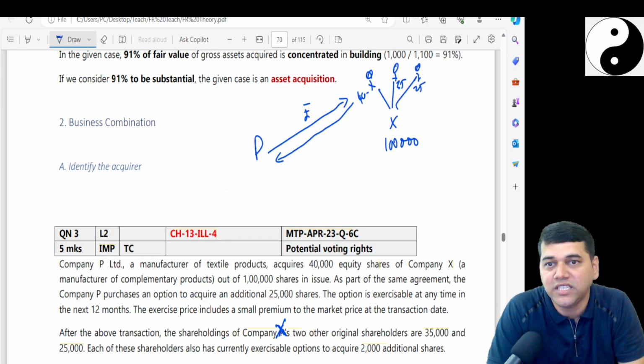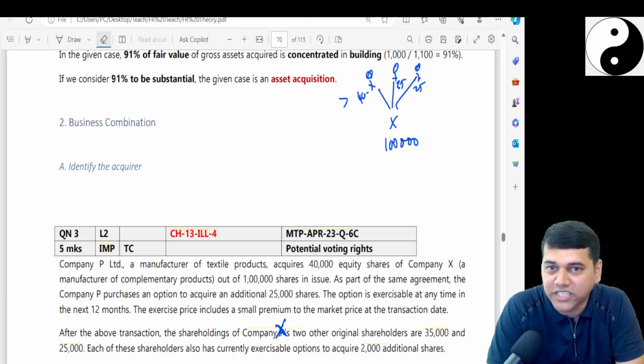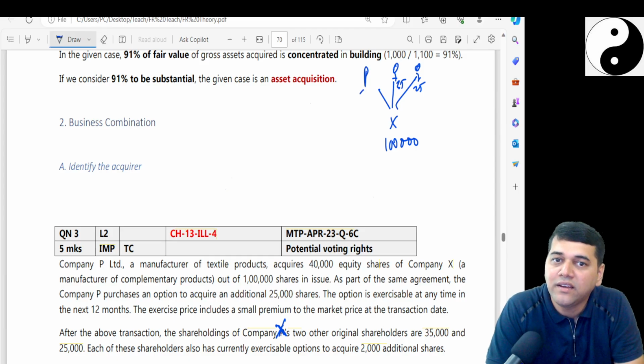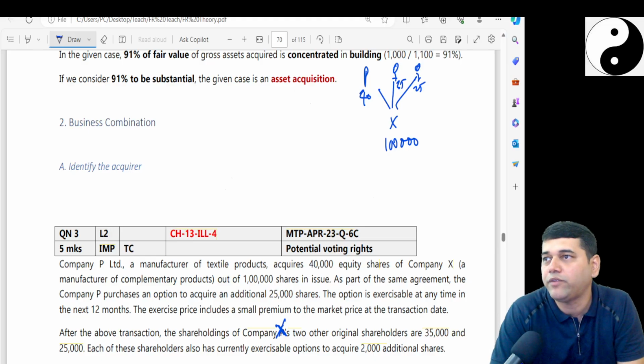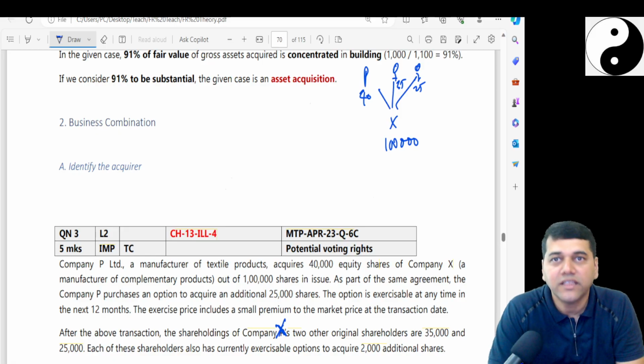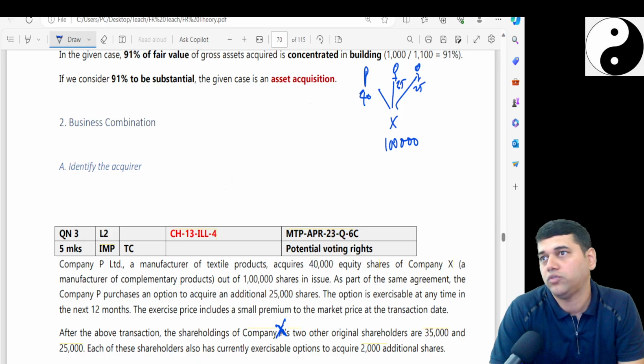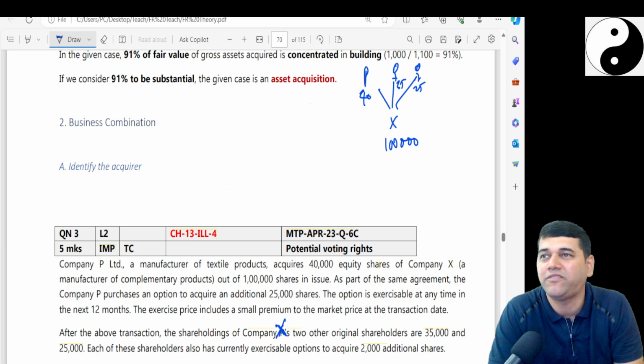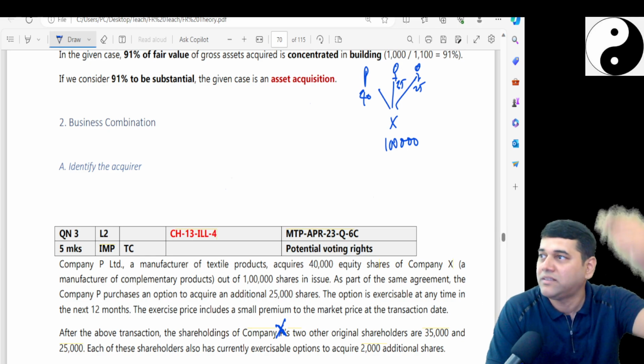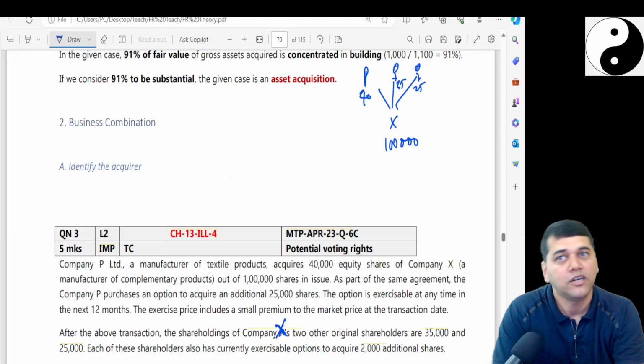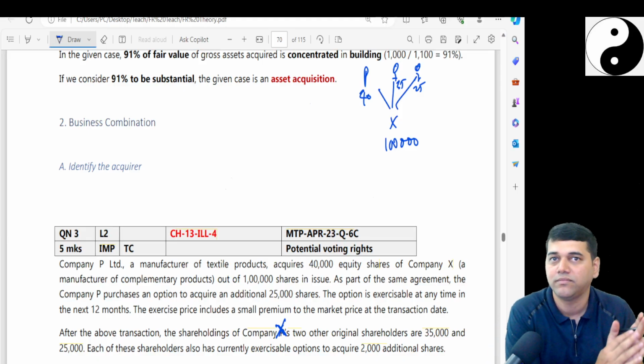Now the new structure is X Limited has got 3 shareholders. Who is that? P with 40 and 2 other people with the 35 and 25. Followed? Did he take the controlling interest? No, because the other 2 people are controlling. That's why this person must have got fed up with them. That's why he must have sold his stake to P Limited. Took the cash, finished his job.